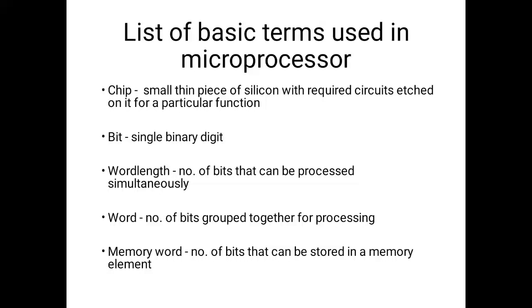The next term is bit. A bit means a single binary digit. The bit is also the fundamental storage unit of computer memory. In binary form, a bit can have only two values, 0 or 1.